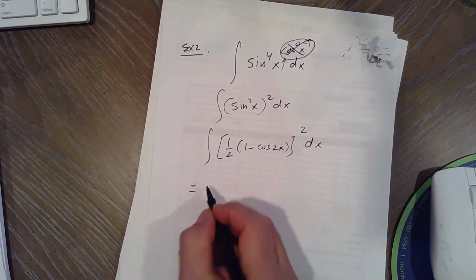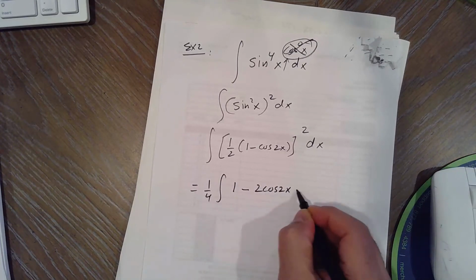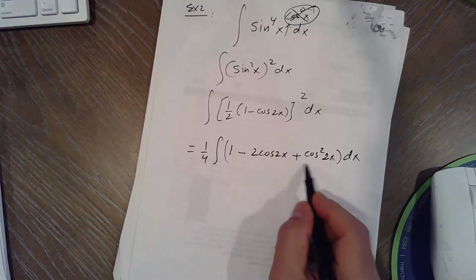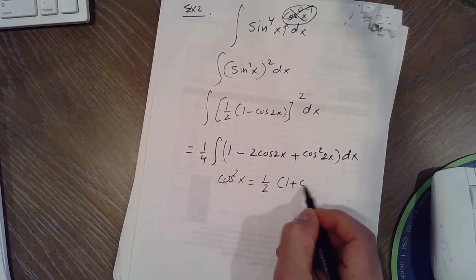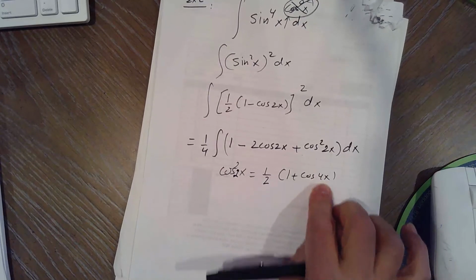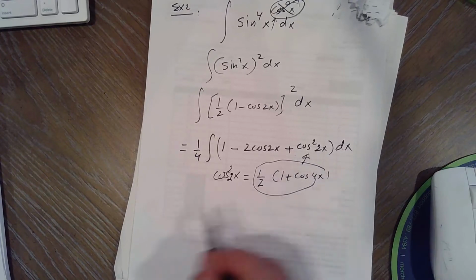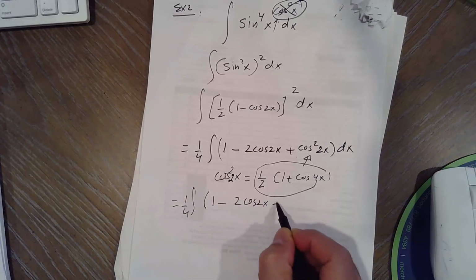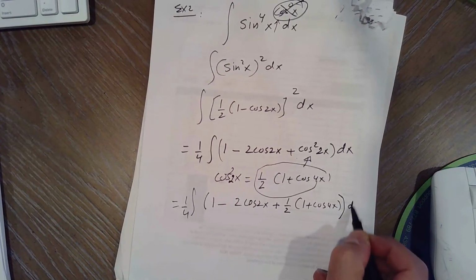Which would be 1/4, and then we're squaring what's on the inside. It's the integral of 1 minus 2 cosine 2x plus cosine squared 2x dx. And we know that cosine squared 2x is 1/2 times 1 plus cosine 4x. Again, whatever this angle is, that's double. So we're going to take this and put it in there. So we get 1/4 times 1 minus 2 cosine 2x plus 1/2 times 1 plus cosine 4x dx.